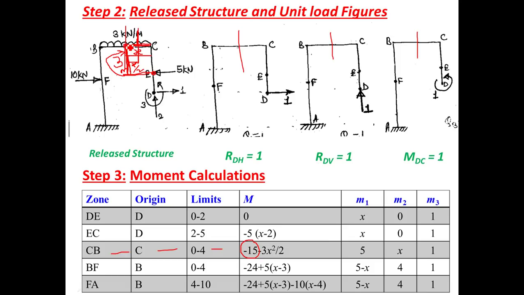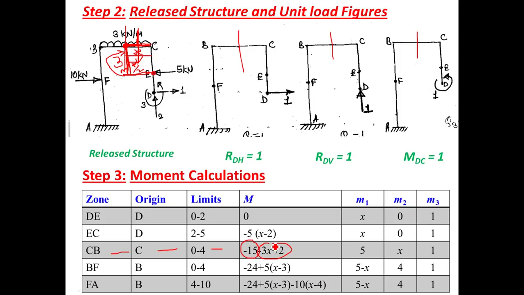So what is the moment about this point of the UDL? 3 into x by 2, 3x square by 2, and it will produce clockwise moment, so minus. So minus 3x square by 2 is the moment because of UDL. So this is the third zone in the released structure.